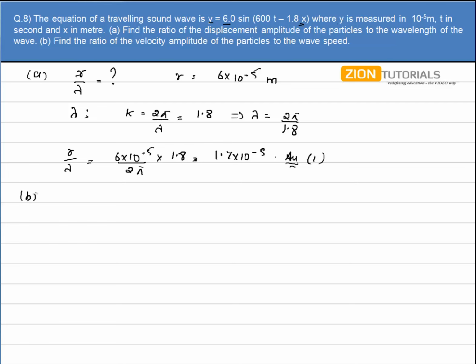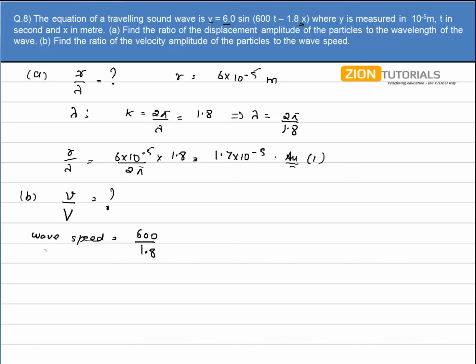In the second part, it is asked the ratio of the velocity amplitude of the particle to that of the wave speed, right? That is the velocity amplitude to that of the wave speed. Let the wave speed be capital V. This is what we have to calculate. So the wave speed is given by the coefficient of t to that of the coefficient of x. So the coefficient of t is 600 and the coefficient of x is 1.8.